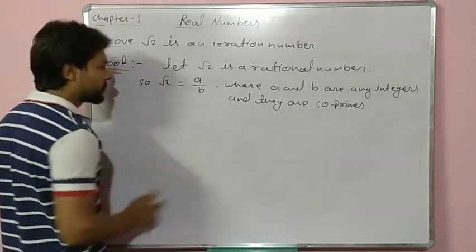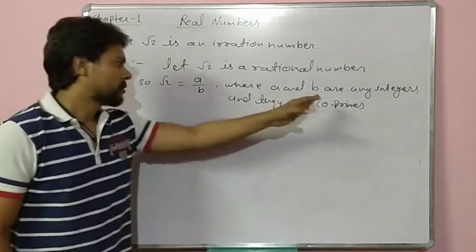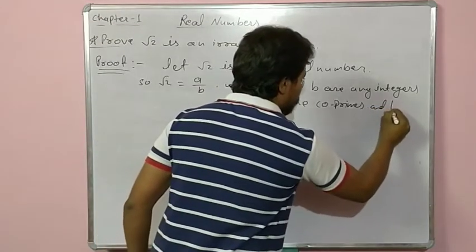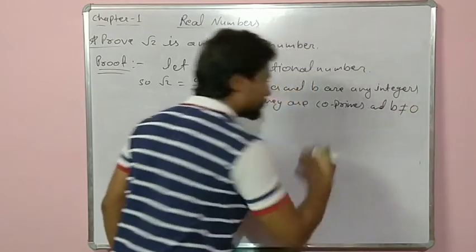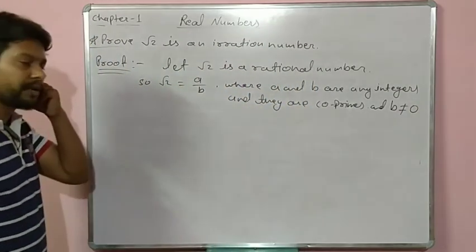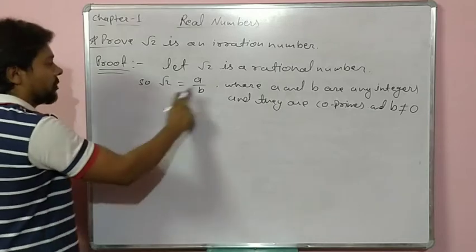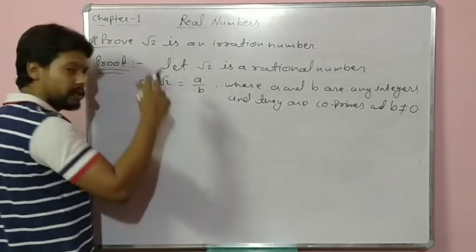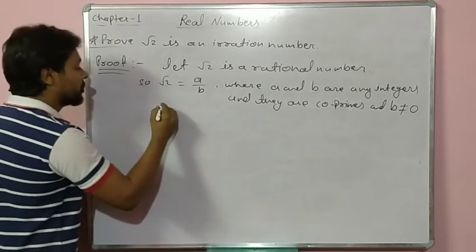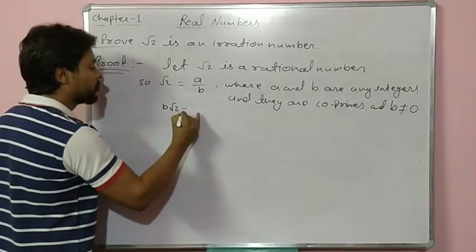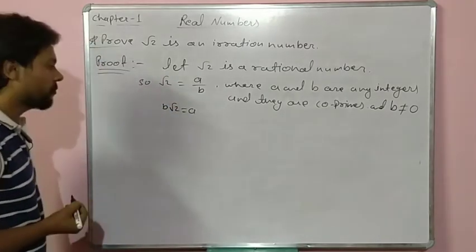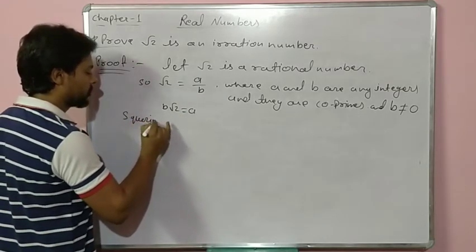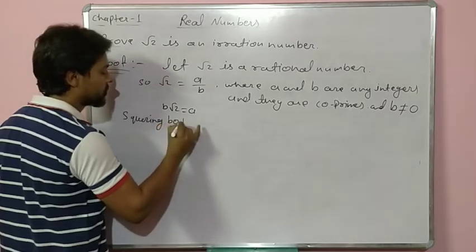So that's how we start. We take A and B can be represented, and B is not equal to 0. Okay? In that case, it will not be defined. So what is the next step? You just cross multiply B here. Now just watch the steps. So it's B root 2 equals to A. Okay. Now what I'll do? Squaring both sides.